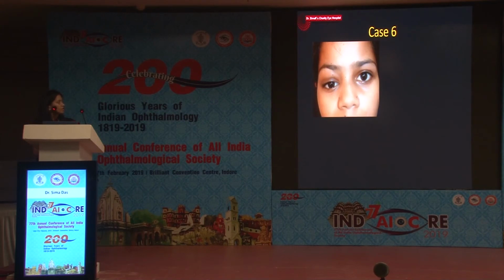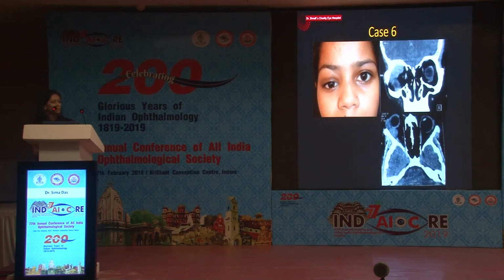This is a young girl, a 15-year-old girl. She comes with this proptosis, with a displacement of the eyeball, with some fullness here. So we expect something here. There is a little inferomedial displacement of the globe, and this is the imaging.